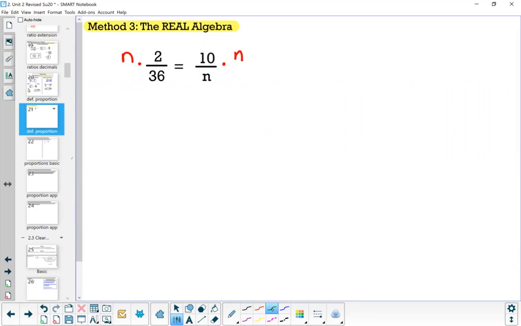Okay, looking on the right side, because I'm dividing by n and the inverse operation is multiplying by n, that means that's going to reduce to 1. So I have 1 times 10, which is just 10. On the left side, I have n times 2 over 36. Essentially, that just means 2n over 36.